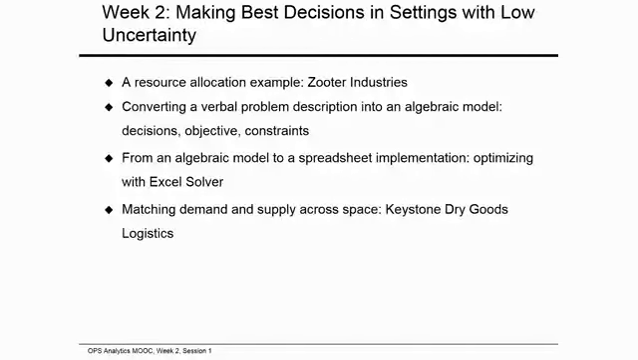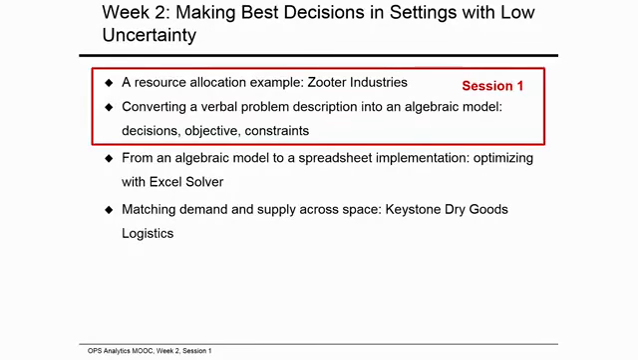All this will prepare you for week 4, when these optimization and simulation toolkits will be used together to identify the optimal choice. Let's begin. In week 2, we will look at how to identify the best decisions in settings with low uncertainty. We'll have 3 class sessions in week 2.